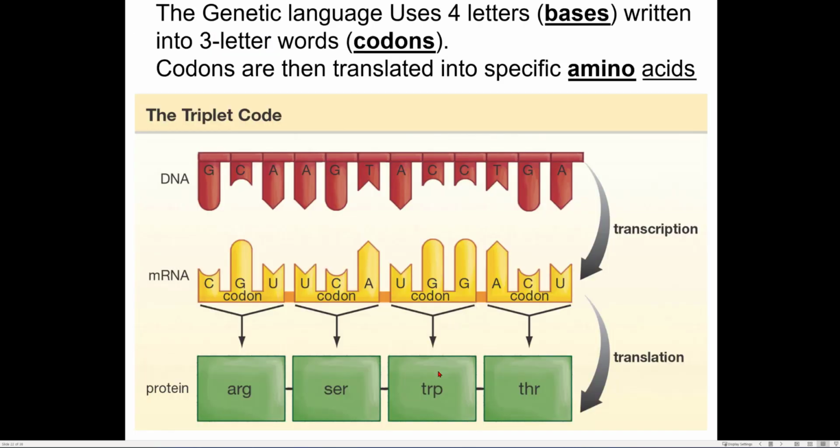So why do we care? 5 minutes and we're done. Why do we care? Here is the DNA sequence, right? Transcription occurs. We make the mRNA broken up into segments of 3 called triplets or codons. And then the mRNA is translated to amino acids.